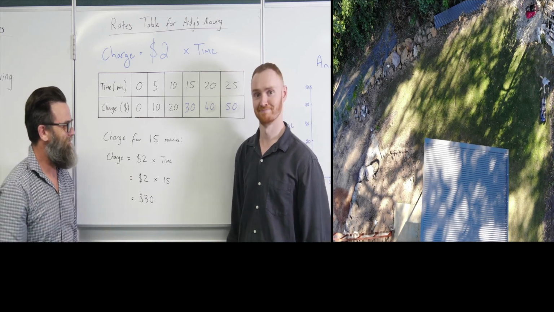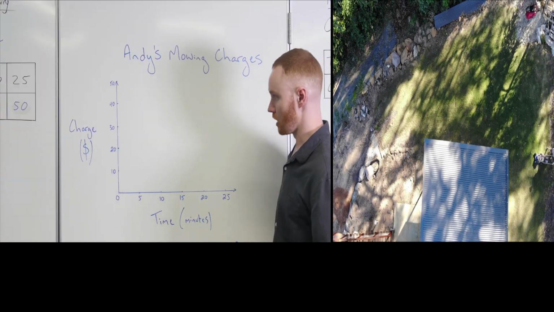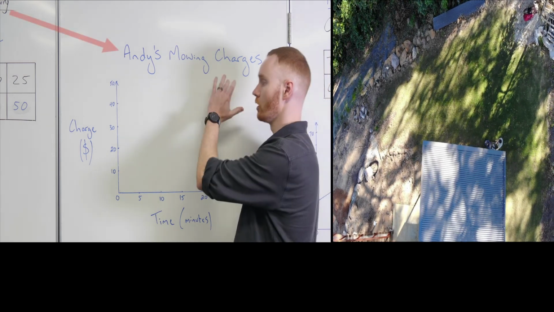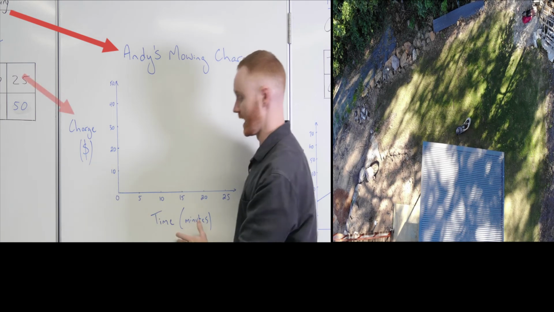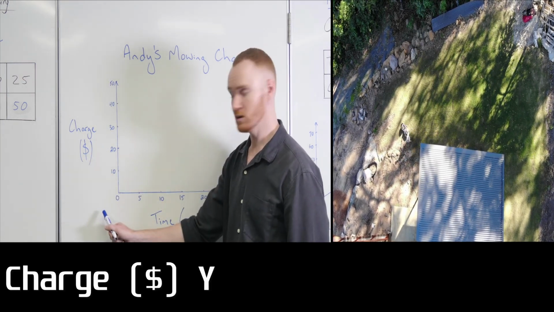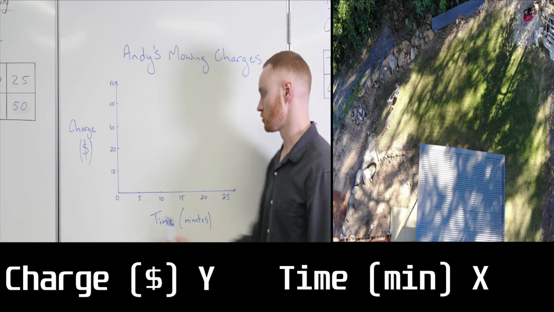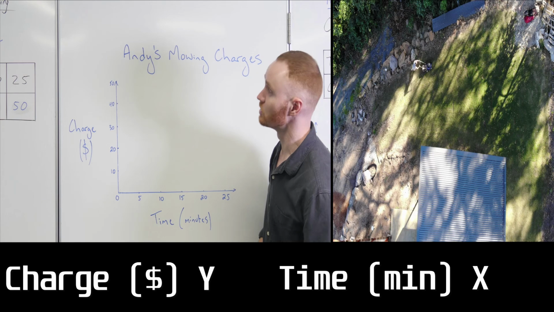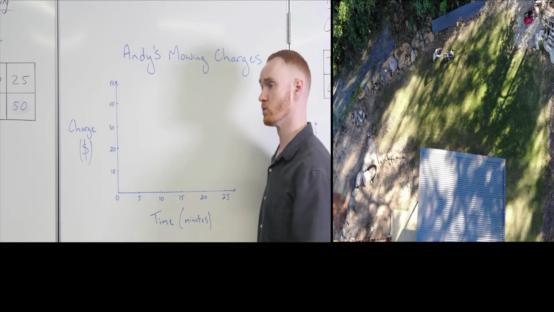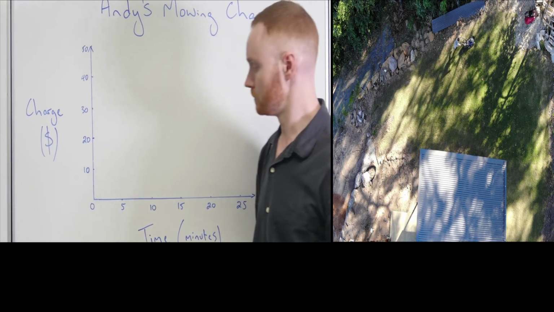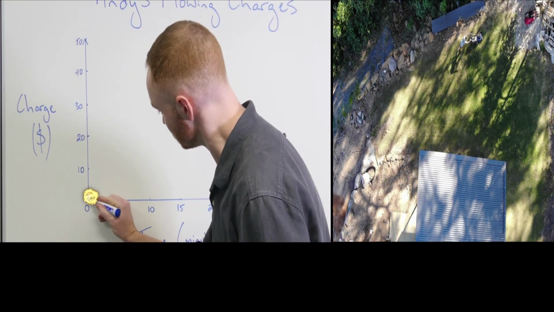Let's do it. So here's my graph for my mowing charges. Now, like any good graph, I've got a title and I've also labelled my axes. So I've got the charge in dollars on the y-axis here and the time in minutes across the x-axis. So, Mr. Wilkie, could you shout out some of those points of my table and I'll plot them on this graph here? Sure, mate. The first point is 0, 0, because if you don't work, you don't get paid.